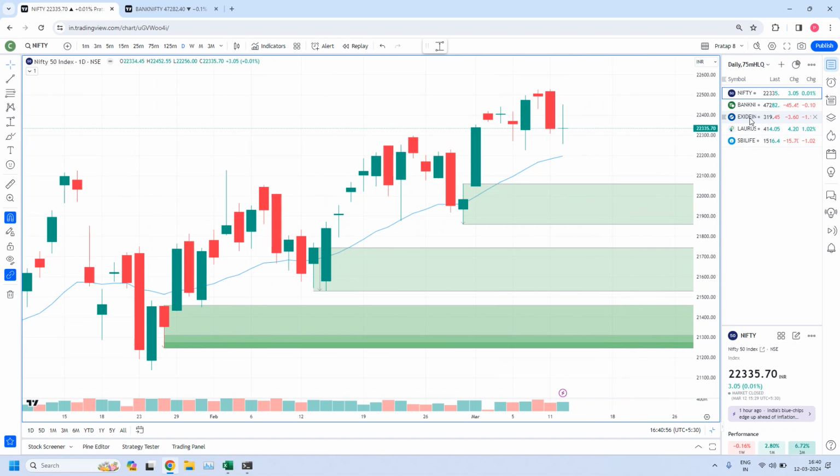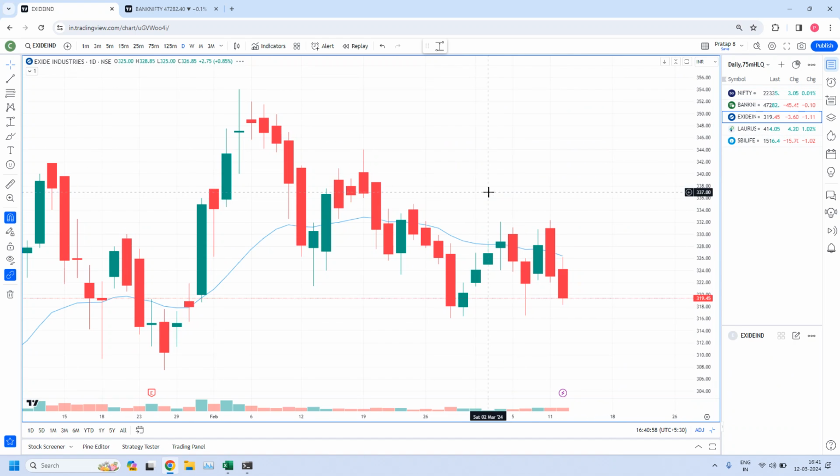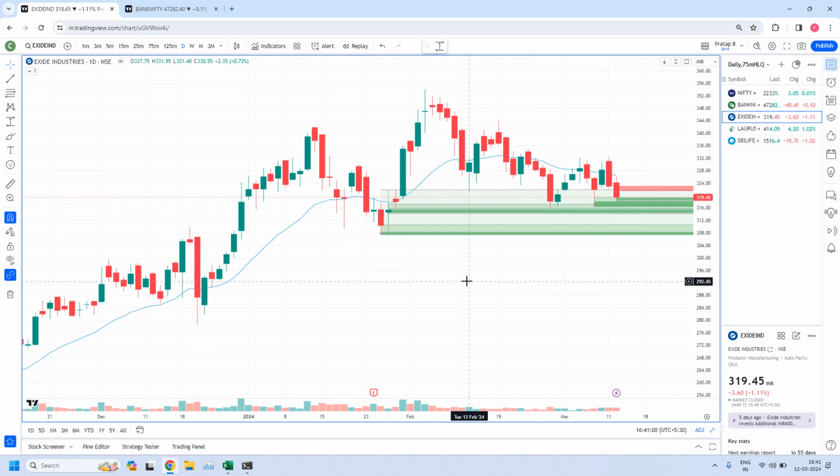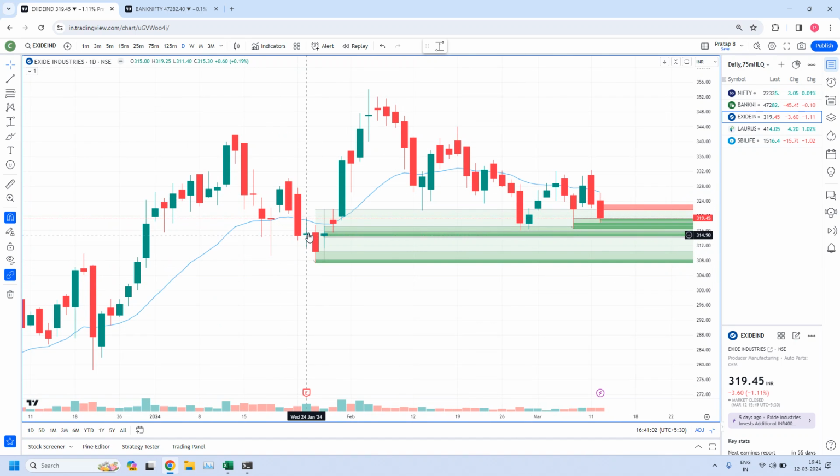So let me show you Exide Industries. It is a daily high liquidity demand zone. We have a drop candle, 4 base candles and rally candle. This is what our software has reported. And this one is already tested earlier a couple of times, and today, the 3rd time, the zone is tested.